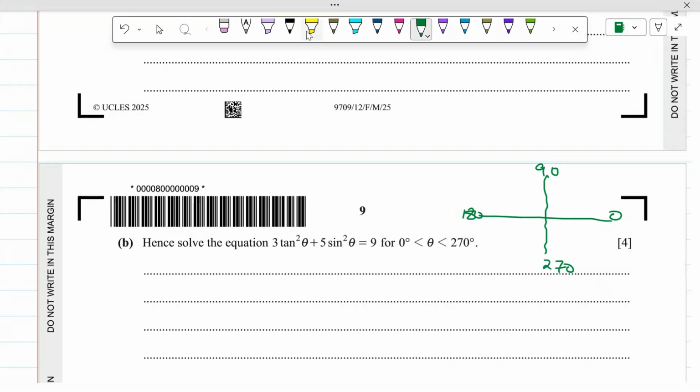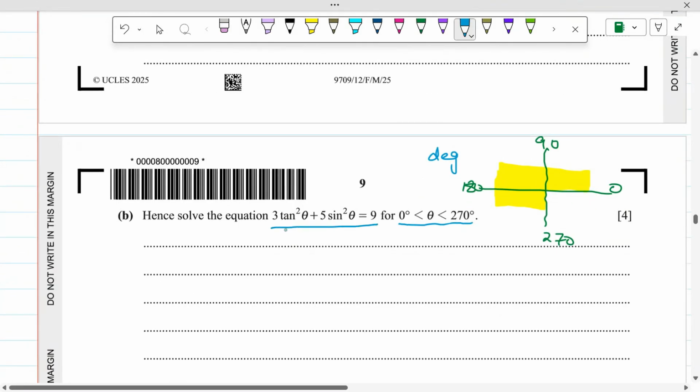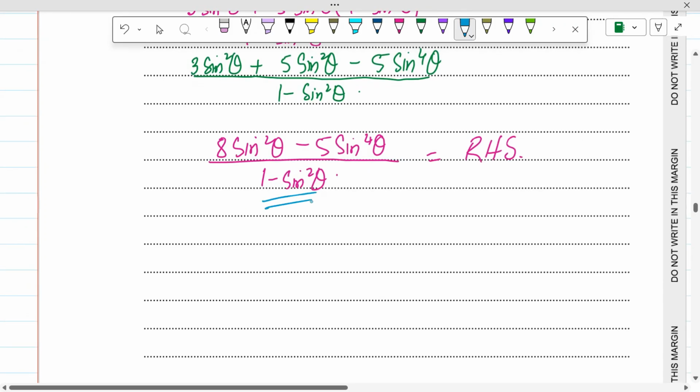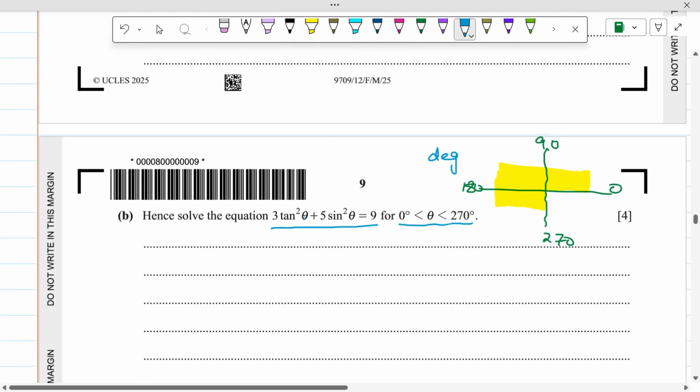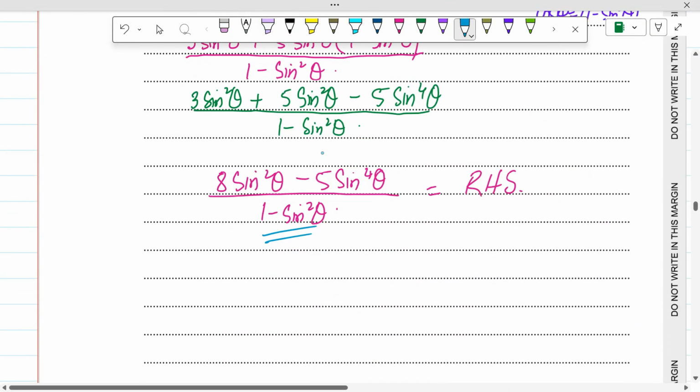So we need to find all values of theta which are in either the first quadrant, second quadrant or third quadrant. We don't need to find the values in the fourth quadrant. Secondly, we need to find the value in degrees, not in radians, because the range is given in degrees. And this is the given equation, and we know that the left hand side we just solved, so we can substitute the left hand side by this right hand side we just solved.